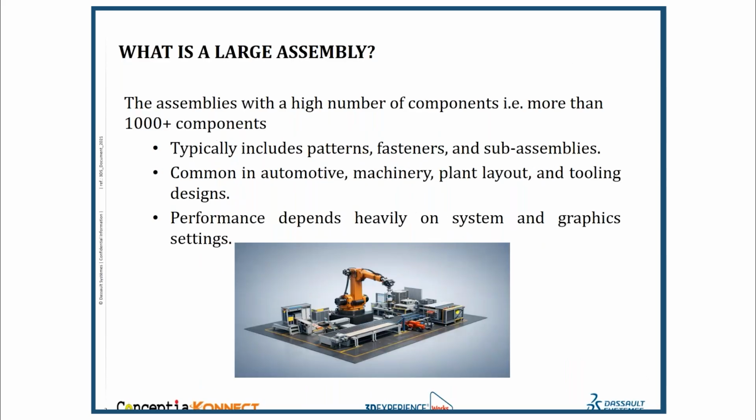So what is a large assembly file? Basically, when we talk about large assembly files, it typically refers to assemblies which contain more than 1,000 components. Those include patterns, fasteners, and multiple sub-assemblies. They are common in industries like automotive, heavy machinery, plant layouts, and tooling designs. The performance of such assemblies completely depends on system configuration, RAM, graphics card, and SolidWorks settings.